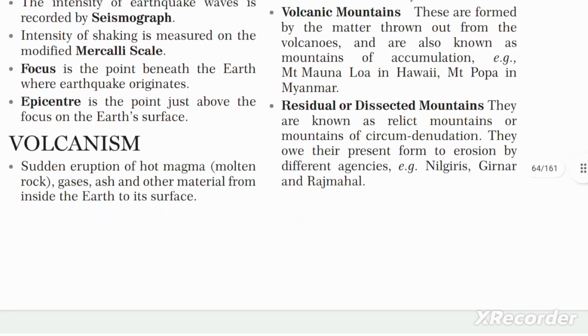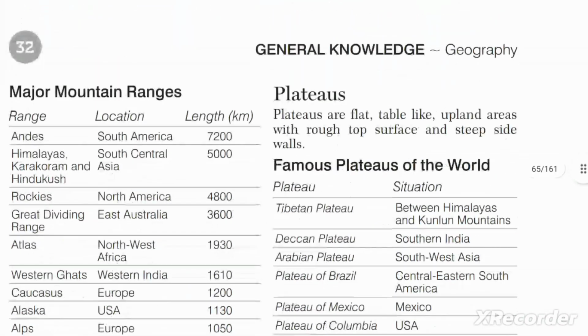Residual or dissected mountains, they are known as relict mountains or mountains of circumdenudation. They owe their present form to erosion by different agencies. Example, Nilgiris, Girnar, and Rajmahal.